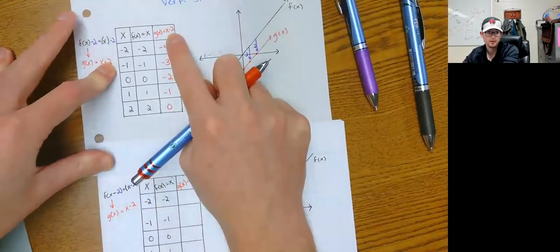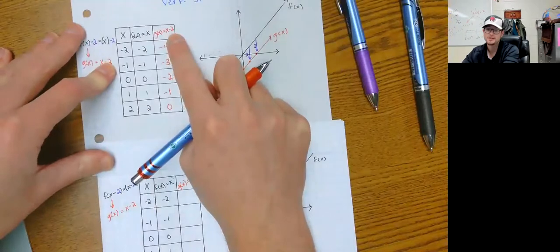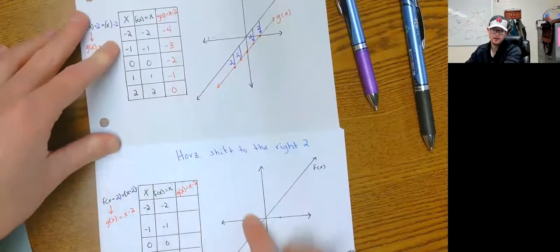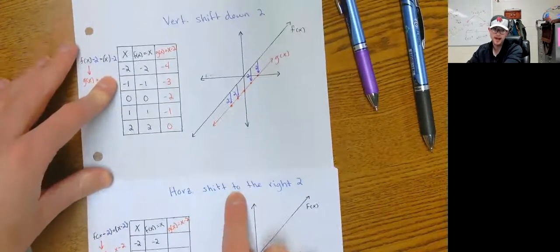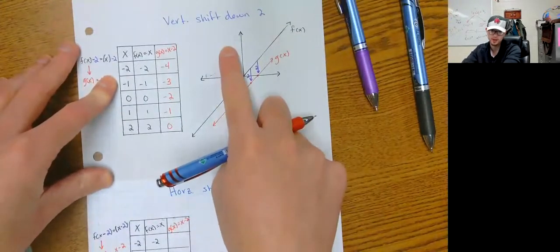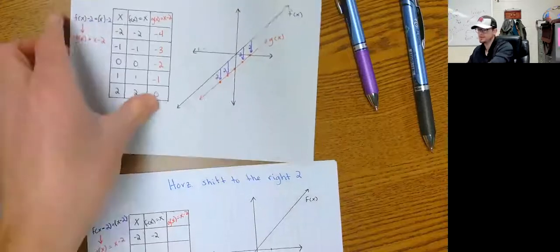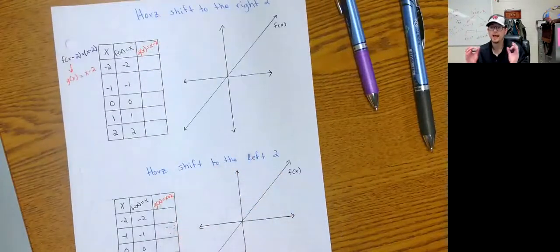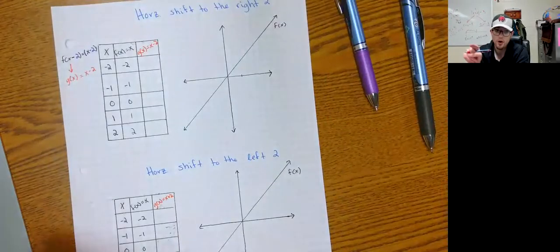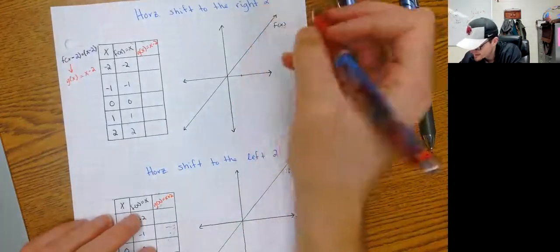We did. Like I said, this is a special case where a horizontal shift to the right 2 is actually the same as a vertical shift down 2. And you'll see that when we graph this. The difference is the concept of it, and this is a special case. So make sure to watch part 2.